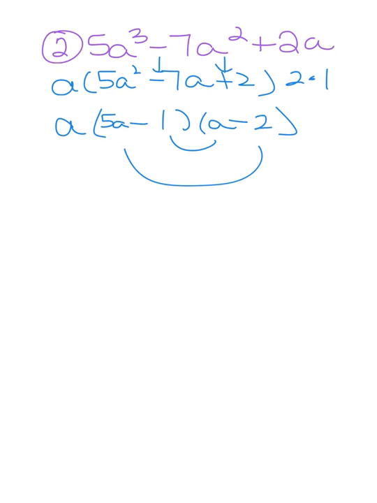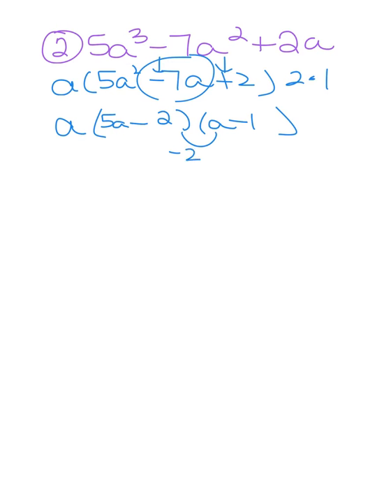Now look what happens. My inside loop gives me negative a. My outside loop gives me negative 10a. So when I add them together, I get negative 11a. But that's not what I want. I want negative 7a right there. So I'm going to start over. And I'll put 2 and 1 in a different spot. So I'll put my 2 here, my 1 here.